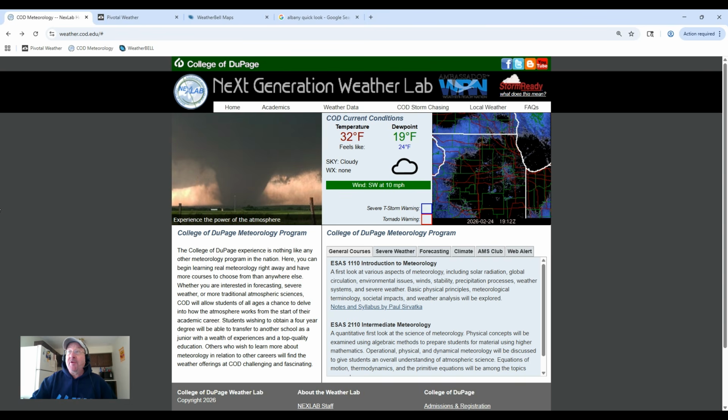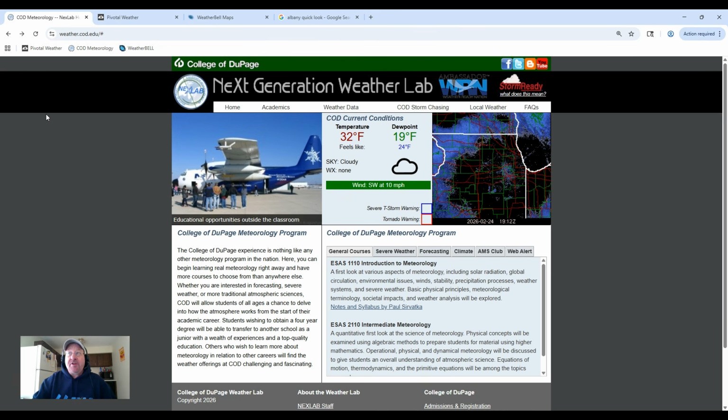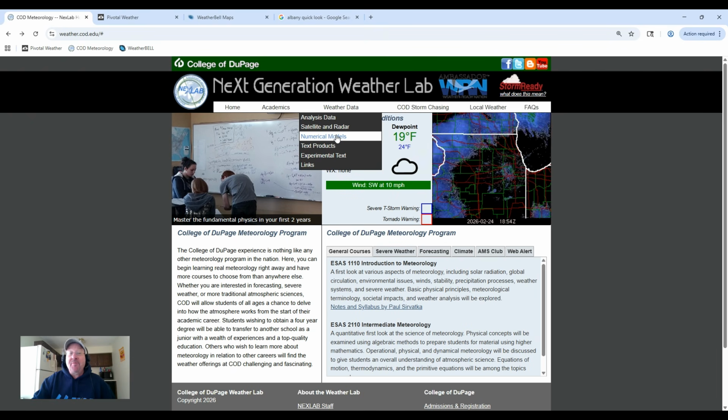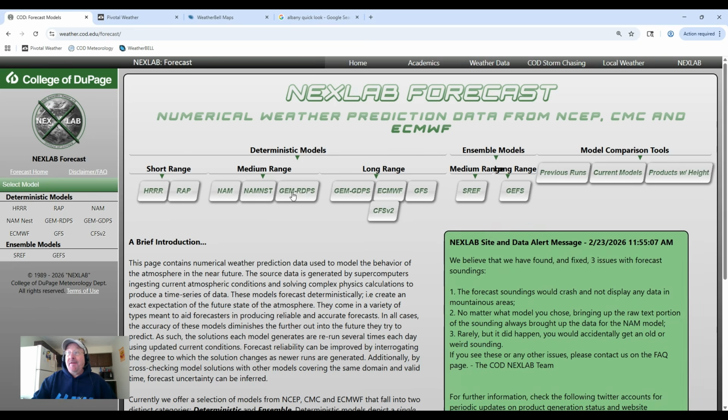So the first site that we go to, and this is my favorite site, is called COD Meteorology. You type in COD Meteorology in your Google search, and this is what comes up. And when you get this, you'll want to go to weather data, and then you'll want to go to numerical models. And then this will give you the models that this particular site has.